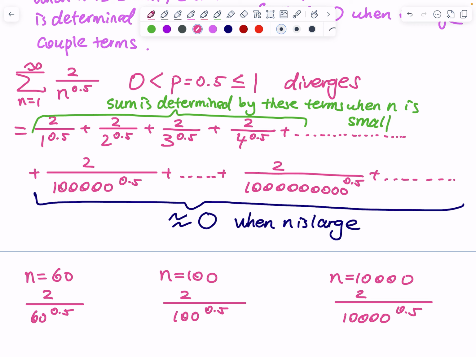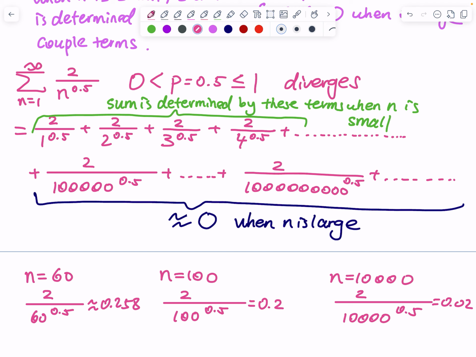So we have 2 divided by 60 raised to the 0.5 power. Let's see what that equals. That is around 0.258. And then what about 100 to the 0.5? So I will change the base to 100, and this is exactly 0.2. And then change that to 10,000, and this one is 0.02.